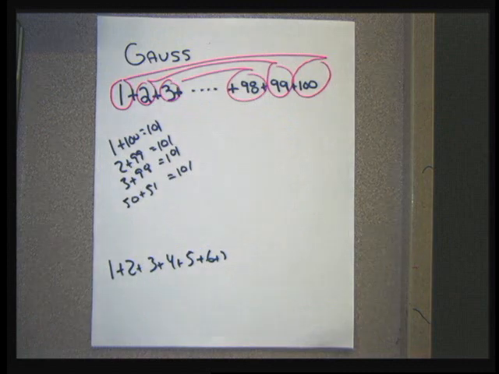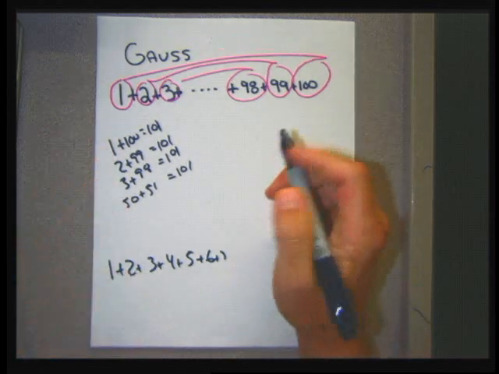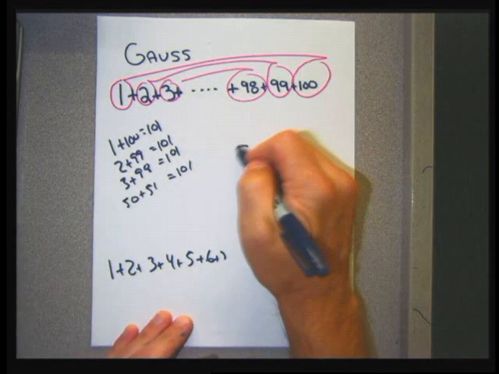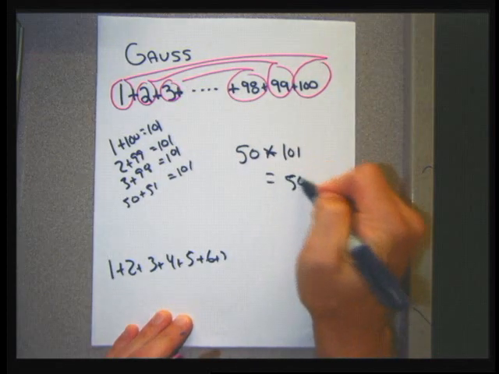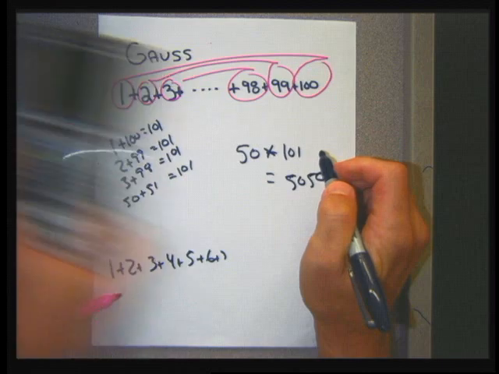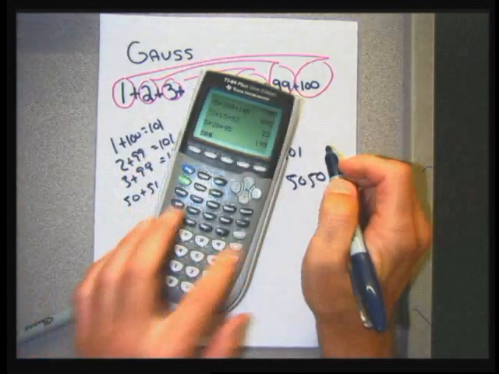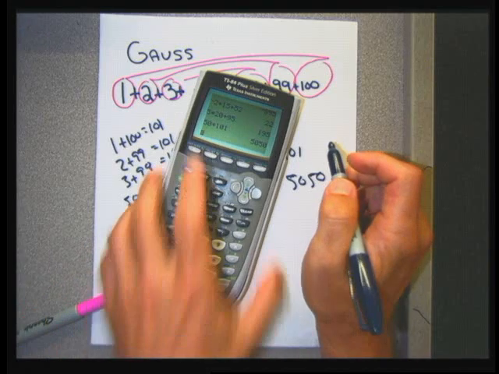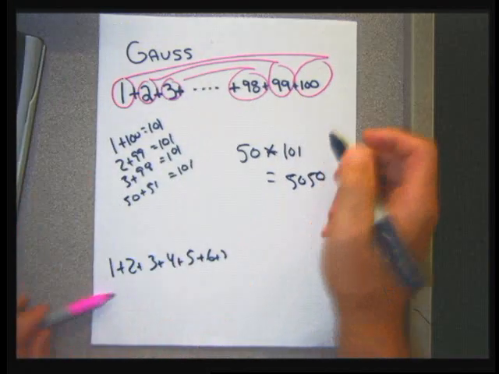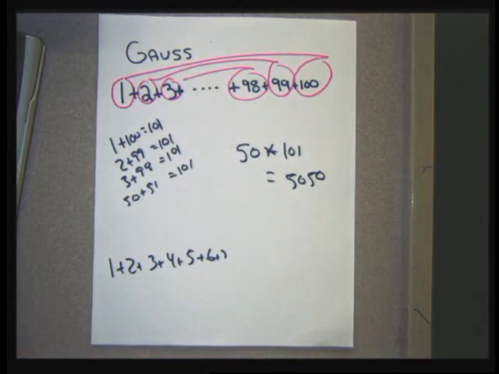Gauss said, well, every time I make a pair, they add to 101. There's 50 pairs times 101. And he said this is 5,050, because 50 times 101 equals 5,050. So without knowing the formula to add the terms in an arithmetic sequence, Gauss figured it out.